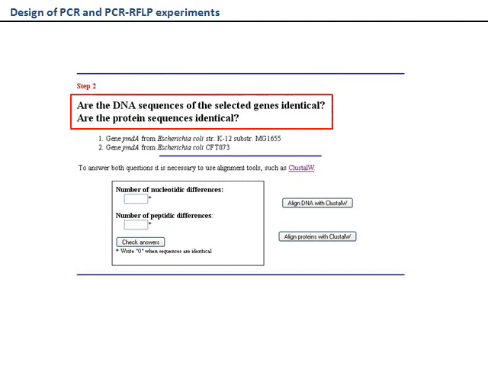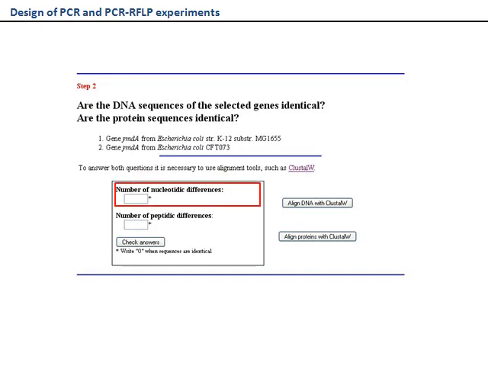In Step 2, the user must find out whether the DNA sequences of the selected genes are identical and whether their protein sequences are identical. To answer both questions, the DNA and protein sequences must be aligned, and the number of nucleotide differences and the number of peptide differences must be computed. The service uses an open source program called ClustalW to align the sequences. First, DNA alignment is performed.